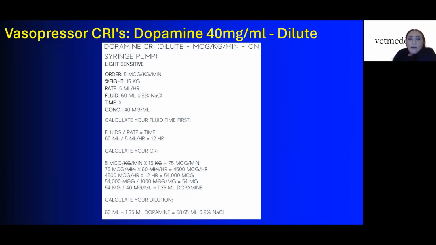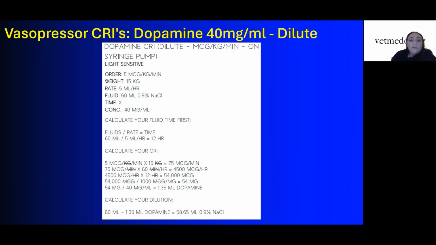Okay. This is also light sensitive, which we indicate. Our order is 5 mics per kg per minute. Our weight is 15 kgs. Our rate is going to be 5 mils an hour. Our fluid is 60 mils of saline, and time is unknown at this point. Concentration is 40 mgs per mil.